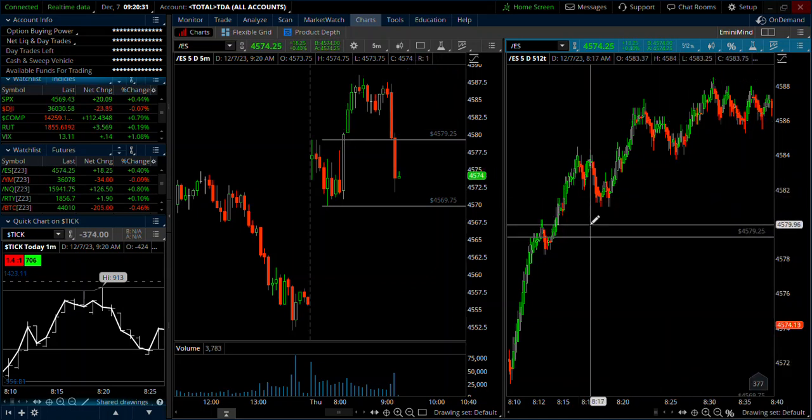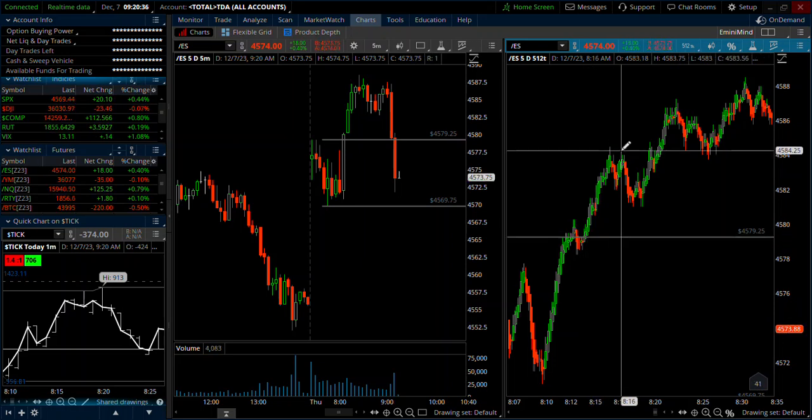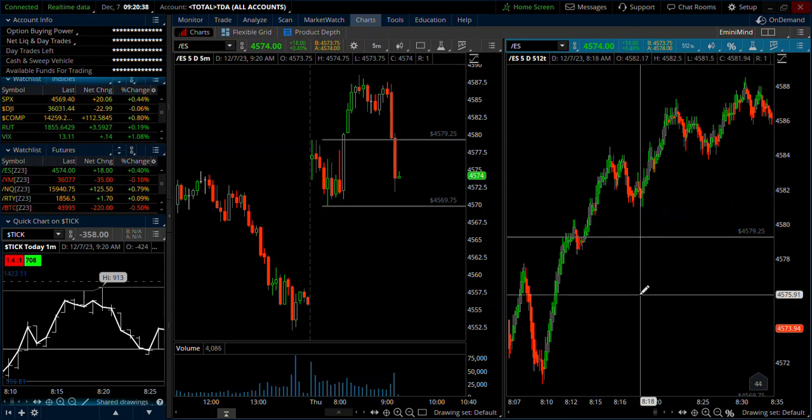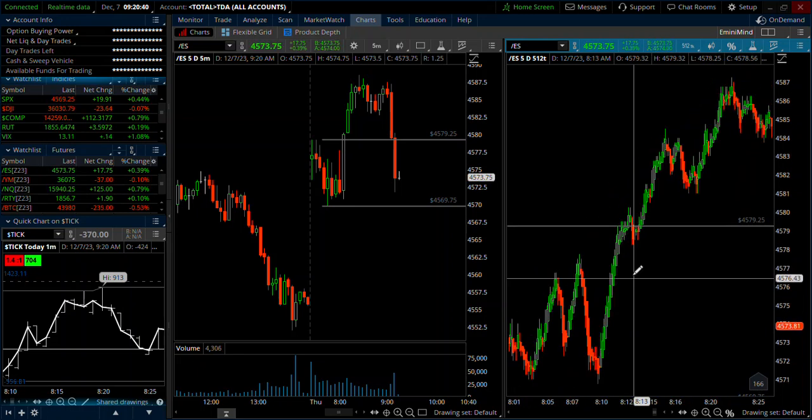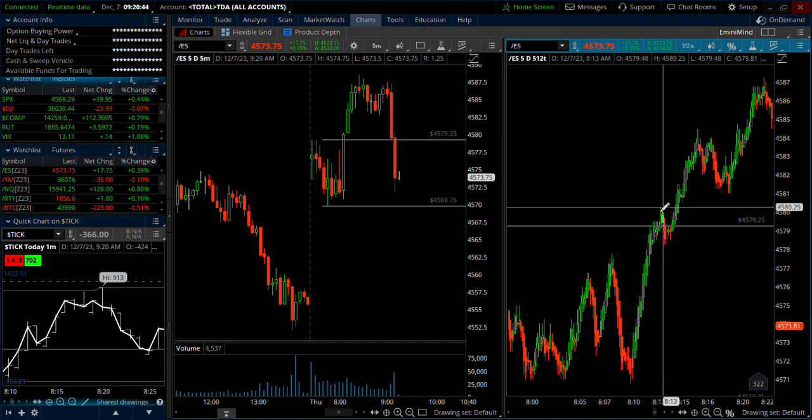So looking at the top of the 30-minute range, when we break above it is a good place to be looking for a long. Let's pretend that we came up to this 30-minute high, and this little peak above here, and then we rolled over.